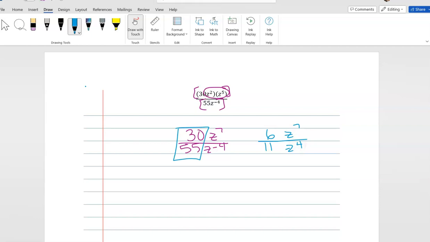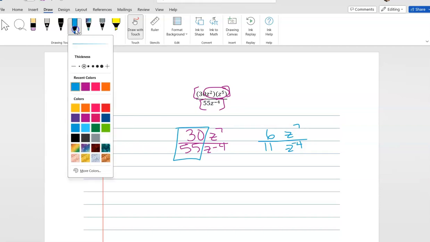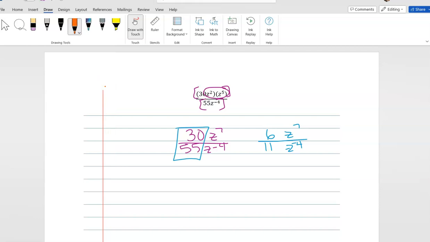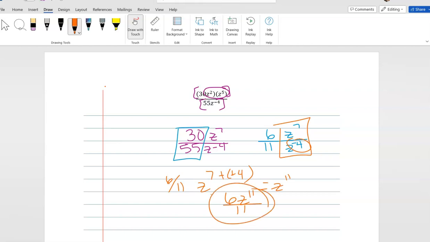Now my last step here is I'm going to use the quotient rule, right? Because now I'm going to look at this. This is a quotient, so I'm going to use my quotient rule out here, which says that I take the top minus the bottom. Now notice with this that I am subtracting, and I have to keep both of these. This is actually going to become a positive 11. So this is 6 z to the 11th over 11. This is my final answer.